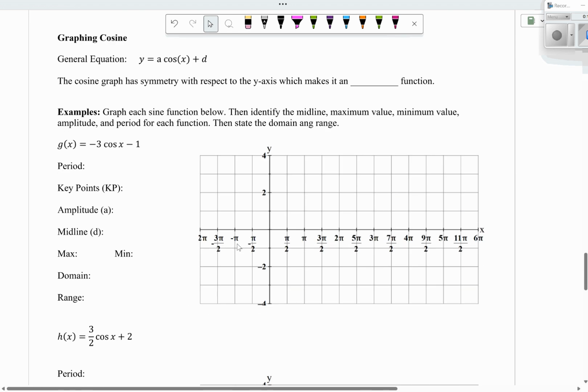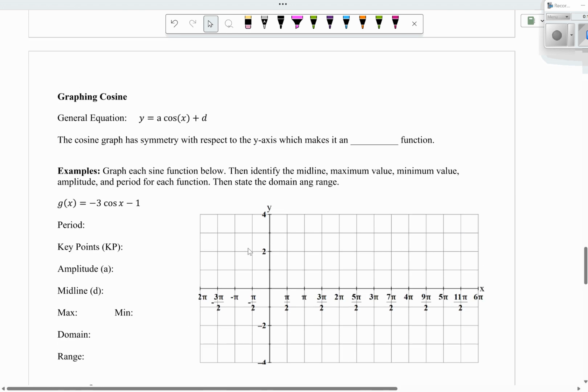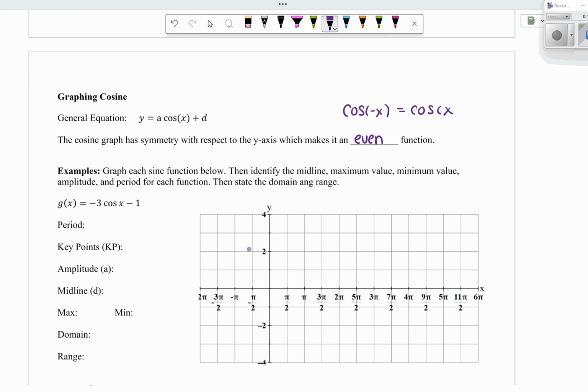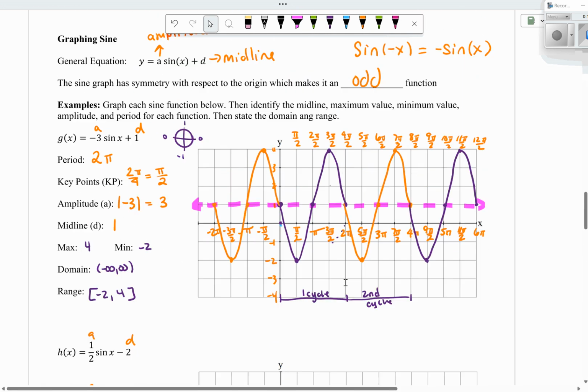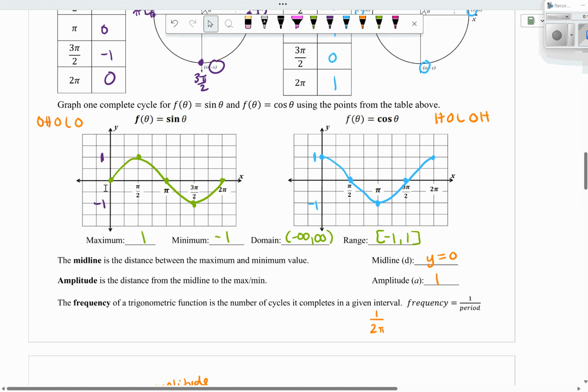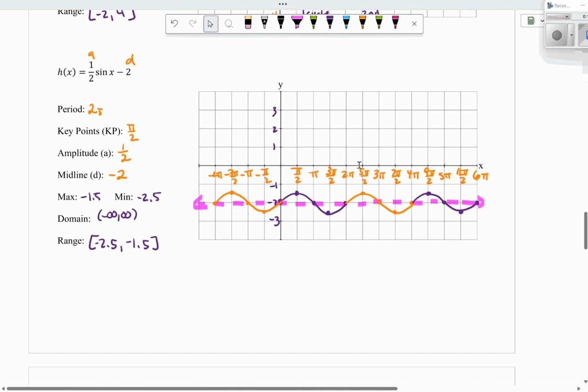So now we're looking at graphing cosine. So when you're graphing cosine, again, A is the amplitude, D is the midline. The cosine graph has symmetry with respect to the y-axis, which makes it an even function. So that means that the cosine of -x is equal to the cosine of x. If we go back up here just to look at our sine graph, so notice that your sine graph here, it's an odd function because if you have the point x, y in your graph, you would have the point -x, -y, and cosine, you could fold it in half on the y-axis.